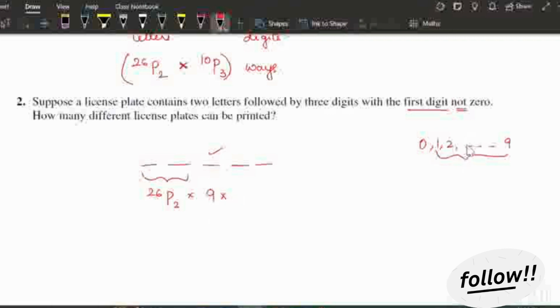Now, after taking one of these non-zero numbers, I am left with 8 numbers. Plus, now I can include 0 for these two positions. So there are going to be 9 different numbers. From these 9 numbers, I need to choose any two numbers and arrange them for the last two positions. So this is your answer, which is 26P2 into 9 into 9P2. This will be the answer. You can simplify this and write, or you can keep it as it is. So this many different license plates can be formed.